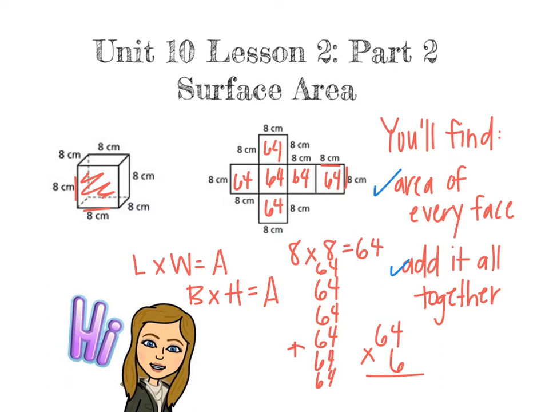So 6 times 4 is 24. 6 times 6 is 36, plus 2 is 38. So the surface area of this particular cube is 384 centimeters squared.